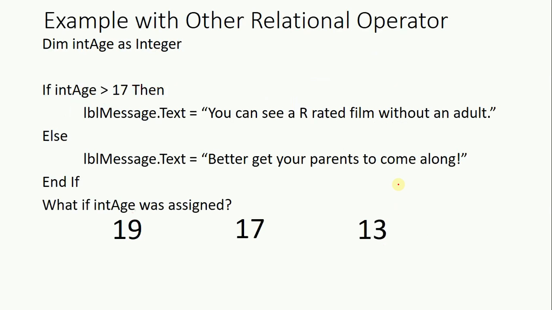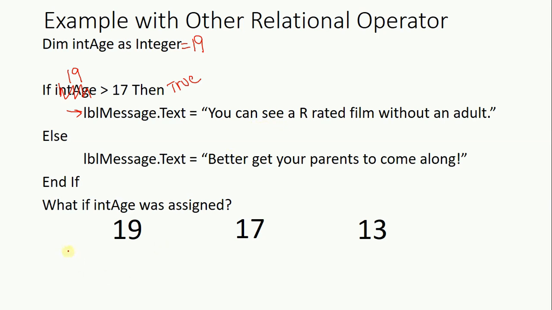So let's check with relational operators here. So I got dim int age is integer. We have if int age is greater than 17, then you can see an R-rated film without an adult. Else, inside the message label, we're going to say better get your parents to come along. If int age is assigned the value of 19, the computer's going to be like, oh, int age is the value of 19. So it's going to say, is 19 greater than 17? Yes, computer would respond with true. That is true. So it will run what's inside the if.